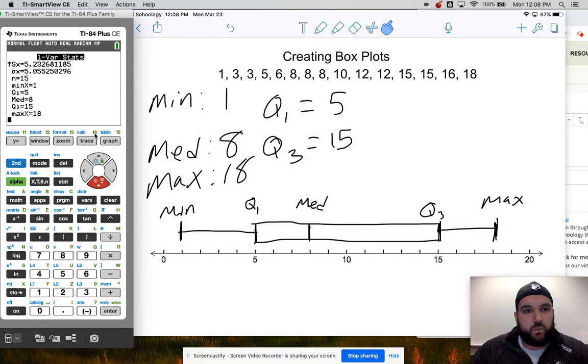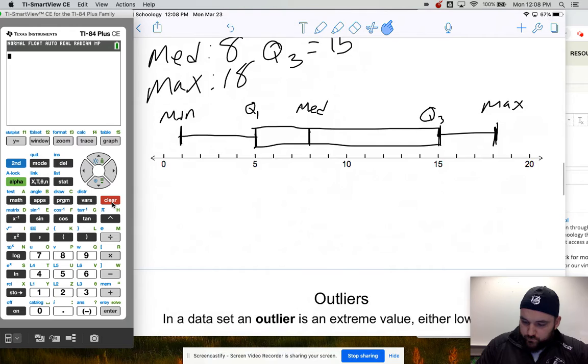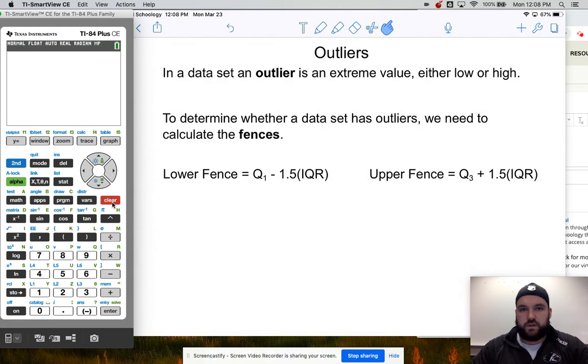All right. So the last little piece we're going to talk about is an outlier. Now, you've heard of outliers before. Outliers are extreme values that are way higher than the rest of the numbers, or way lower than the rest. We're going to actually put some math to what an outlier is, so we can decide mathematically if a number is an outlier or not.